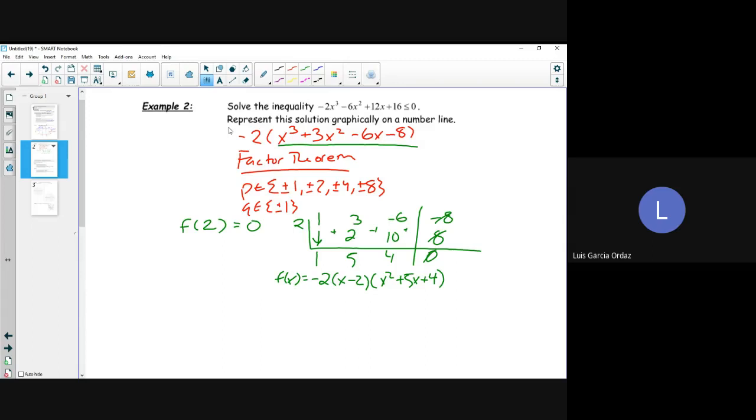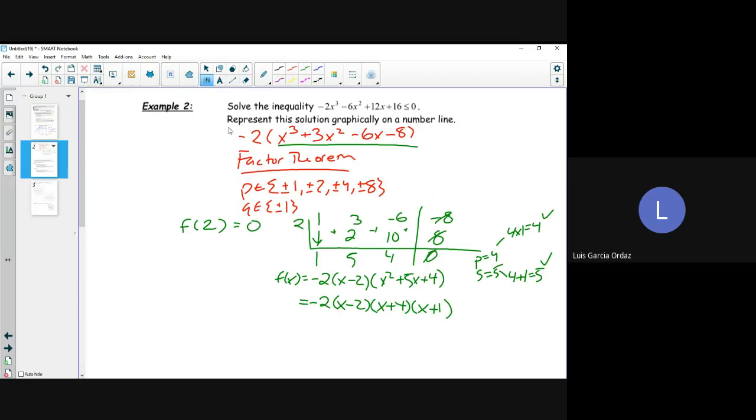Okay, so our product is 4, and our sum is 5. So what two numbers give us 4 and add up to 5? 4 and 1. So we have 4 times 1 is equal to 4, and 4 plus 1 gives us 5, which is what we want. So when we factor this whole thing out, we get negative 2 times x minus 2 times x plus 4 times x plus 1.